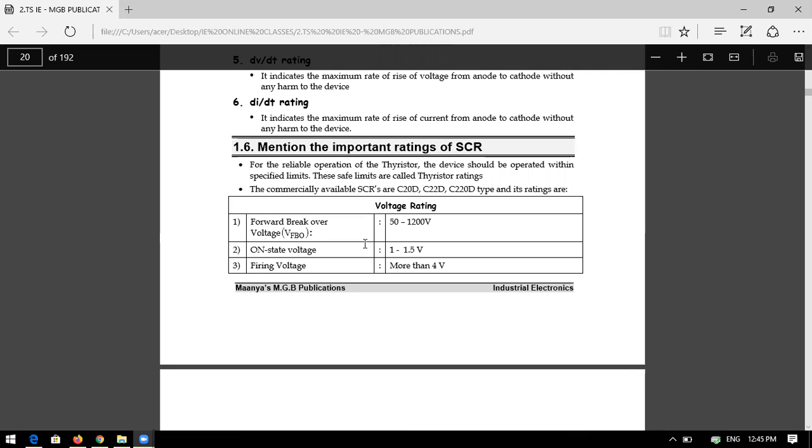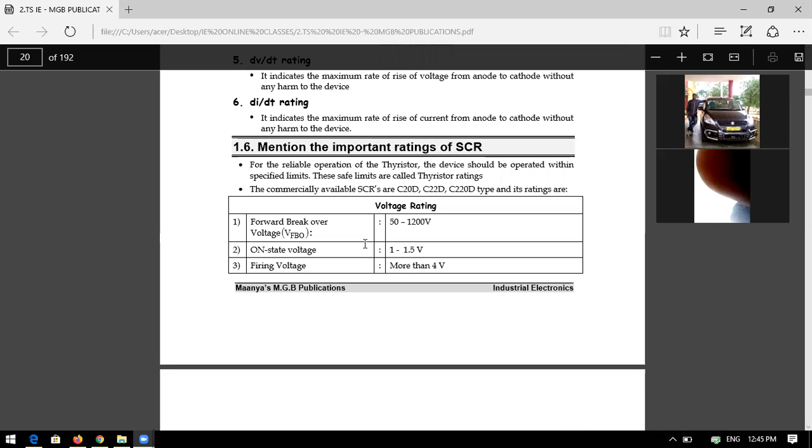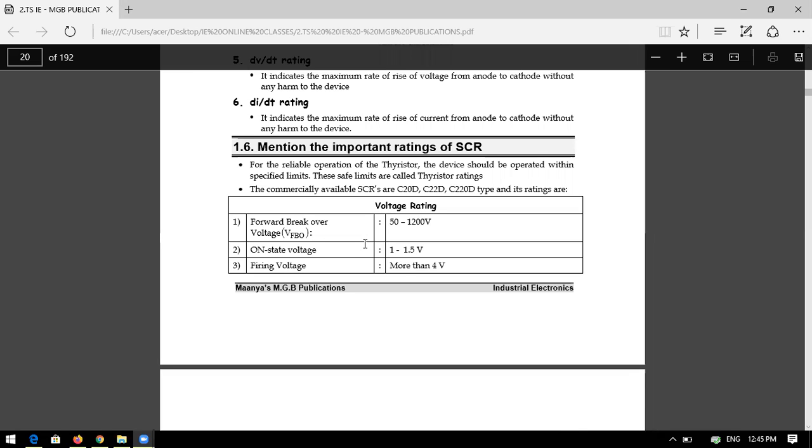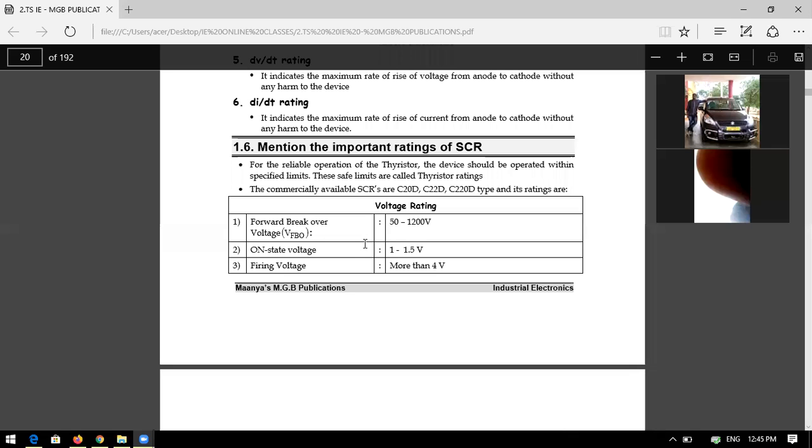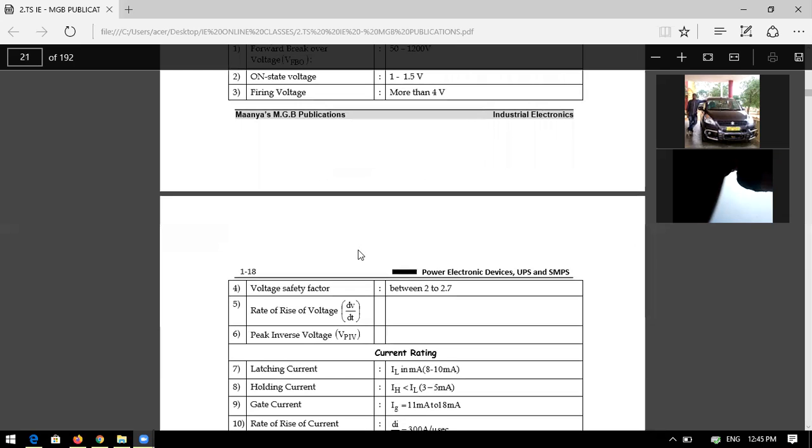Okay. And the on-state voltage V on is 1 to 1.5 volts. We already discussed this. In the forward conduction mode, the thyristor will be in the on state, and the voltage drop across the thyristor is about 1 to 1.5 volts, or 2 volts maximum. What is the firing voltage? That means gate voltage. Firing means gate pulse voltage. So you have to give more than 4 volts.